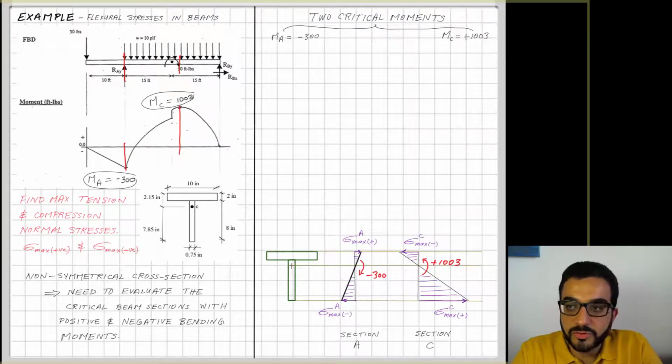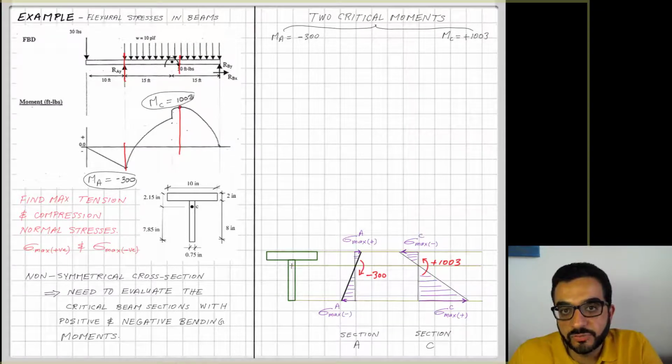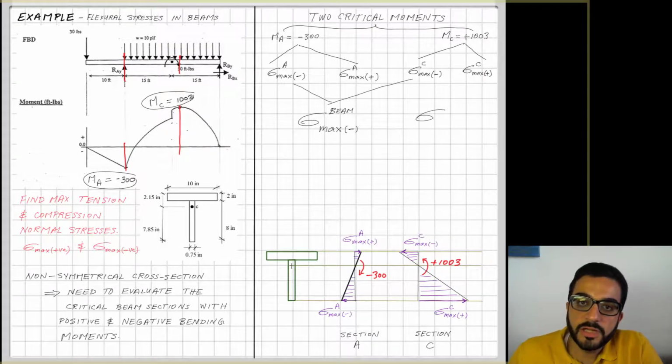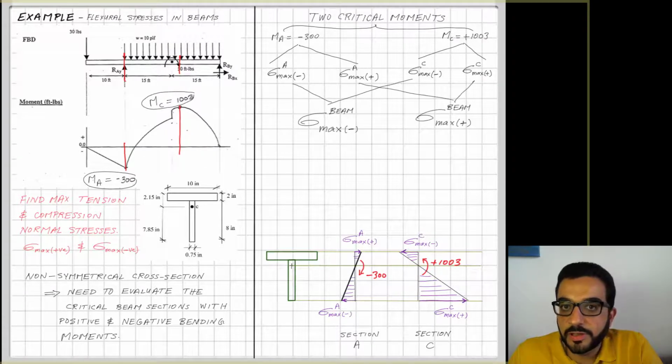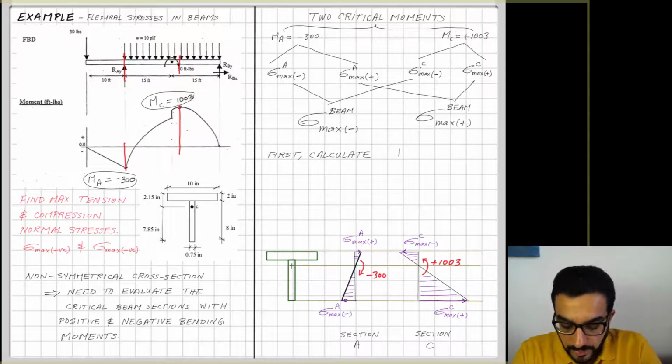So it's safer to analyze both sections that have the positive maximum moment and the negative maximum moment, and analyze the maximum and negative stresses developing in each, and then compare the negative stresses developing in both sections and pick the max. That will be the negative maximum stress in the whole beam, and a similar process for the maximum positive stress for the whole beam.